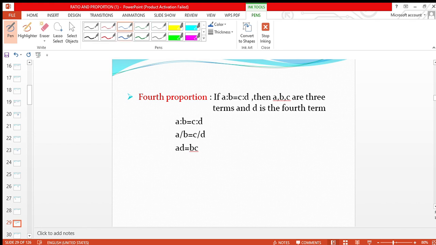Actually here we have three terms, A, B and C. Let the fourth term be D. After that, A is to B is equal to C is to D, A by B is equal to C by D, next AD is equal to BC.